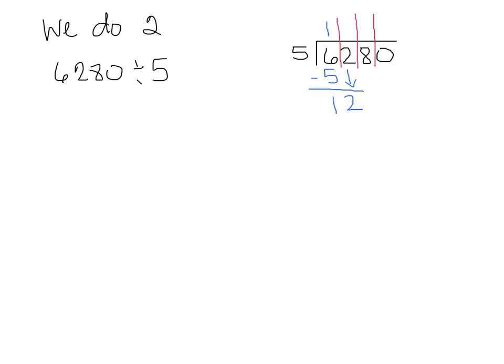How many times can I count by 5 and go into 12 without spilling over? Well, 5, 10, 15 is over. 5 times 3 is 15, and that's too high, so it's got to be 5 times 2. 5 times 2 is 10. And I do 2 subtract 0. Oops. 1 take away 1 is 0. I don't need to really put it there.